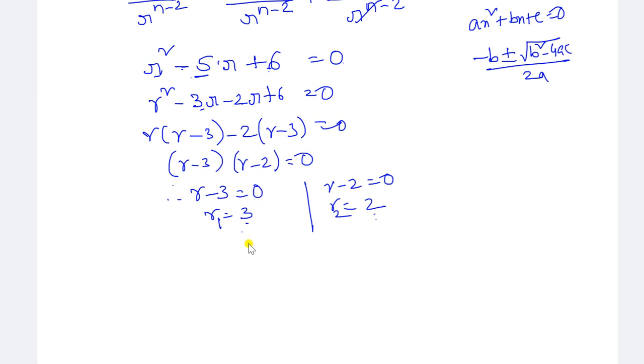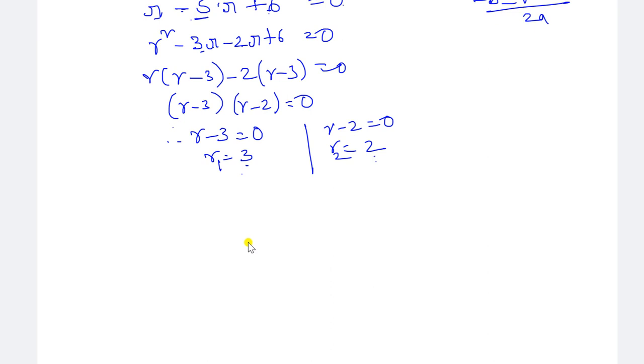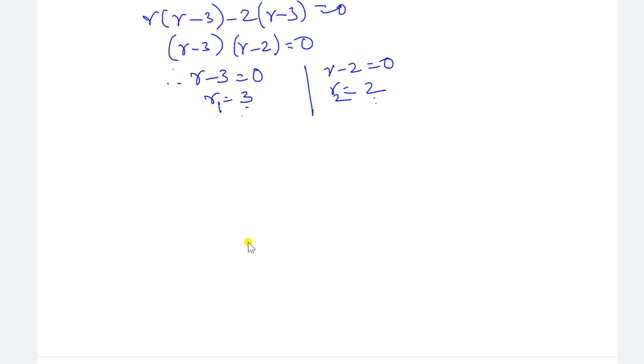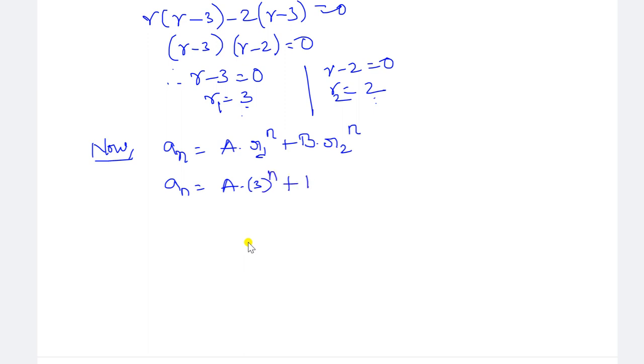These are the two distinct roots, not the same roots. So we have to follow the first procedure in the second order linear recurrence relation. Here we found the roots of the linear recurrence relation. Now write down the general form: a_n equal to a into r1 to the power of n plus b into r2 to the power of n. So a_n equal to a into 3 to the power of n plus b into 2 to the power of n.